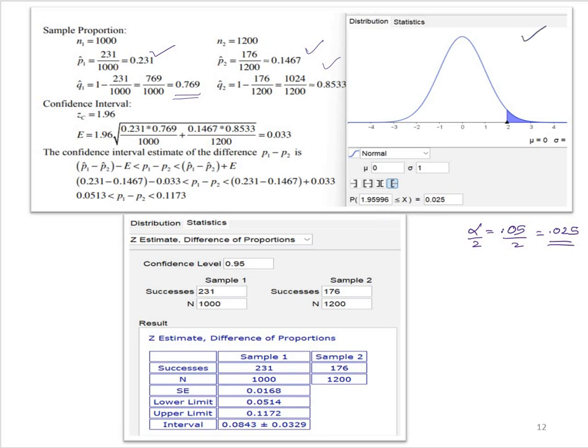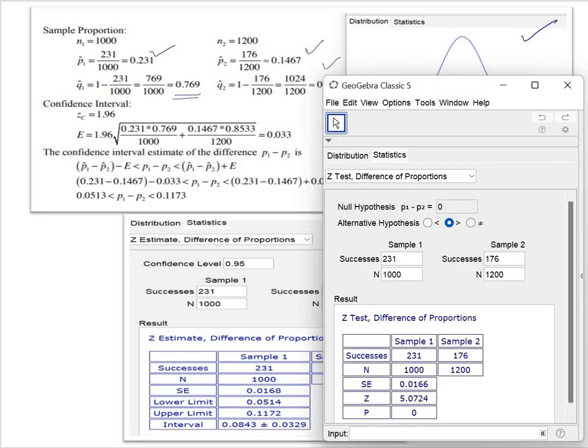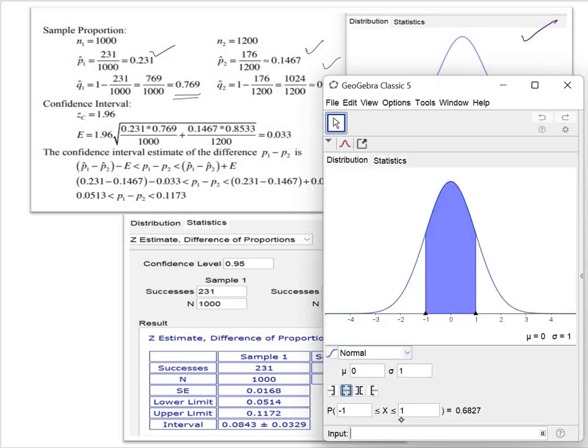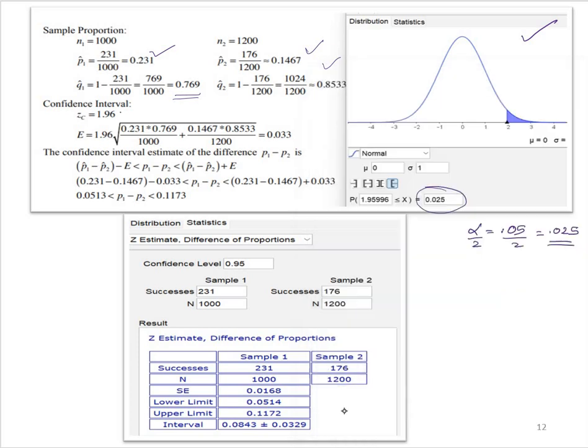You can input that in GeoGebra, under distributions, then Normal with 0, 1, and the probability, we can input that value here. Here it is x greater than or equal to, 0.025. Okay, so that is 1.96. We can round it to 1.96. So that is this one, 1.96. So that is the critical value, Z alpha by 2.